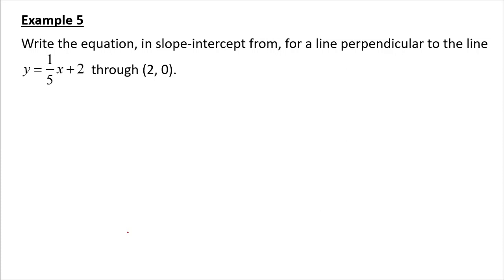Okay, example 5. Write the equation in slope-intercept form for a line perpendicular to that line. Okay, so perpendicular. So our slopes are the opposite reciprocals of each other. Okay, so our perpendicular slope. If our slope is 1/5, the opposite reciprocal of that is negative 5. It passes through this point. Remember, those are x and y coordinates.